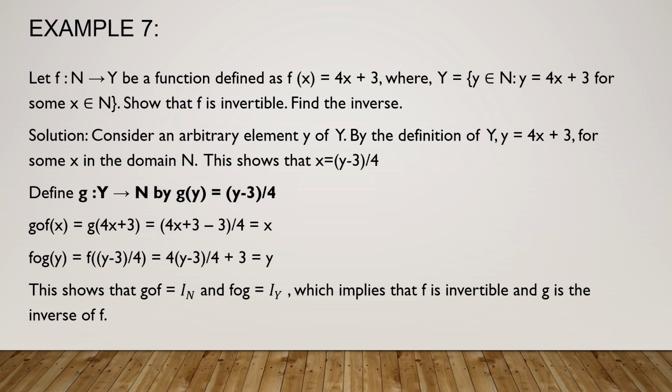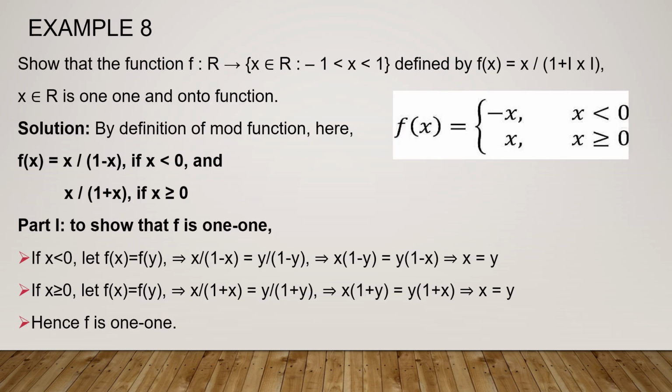Now find f of g of y. Remember, f of g will be of y because your function g is defined from Y to N. So f of g(y) is f of (y minus 3) by 4. What does the function f do? f is 4x plus 3, which means 4 into the number plus 3. So 4 into (y minus 3) by 4, plus 3. So it will give you y. So you have shown that g of f is the identity function on N and f of g is the identity function on Y. So it implies that f is invertible and the g which we have defined is the inverse of f. Next example.